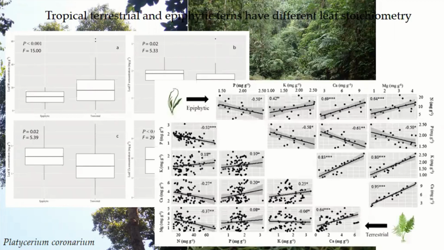This is a more complicated graph, but basically shows the same. Phosphorus is an important factor for epiphytic species, whereas it's not significant for terrestrial species. Fine. The good point of being in Brunei is that you can do these things easily. You can go into the forest, collect the plants, collect your leaves, do the analysis, and you get results which have never been obtained, particularly for Southeast Asia.